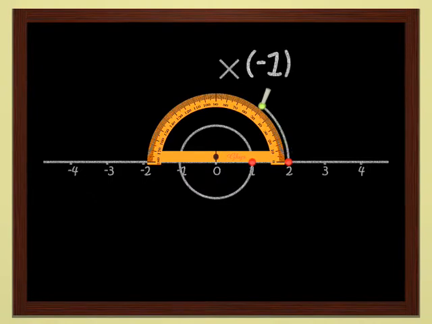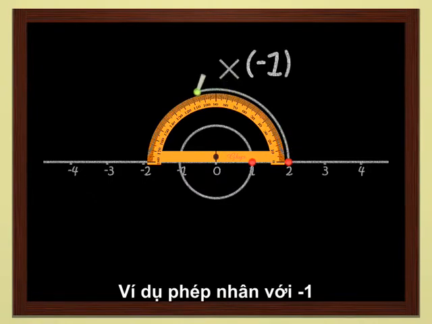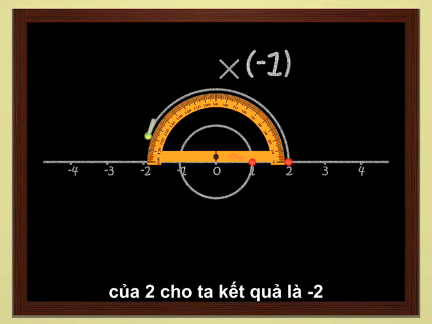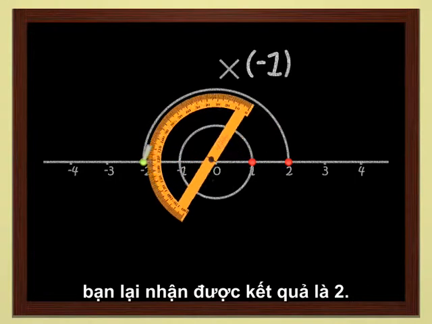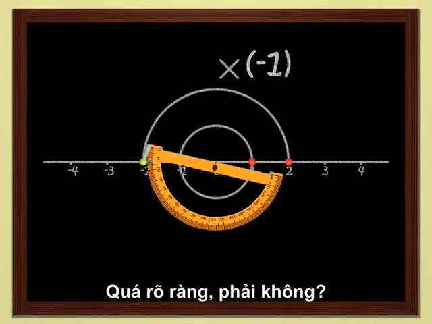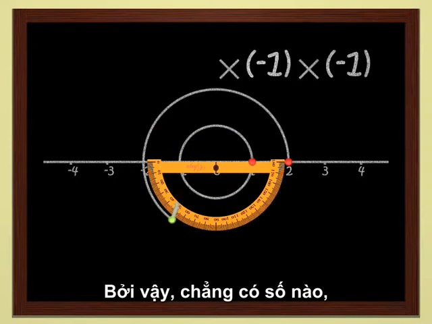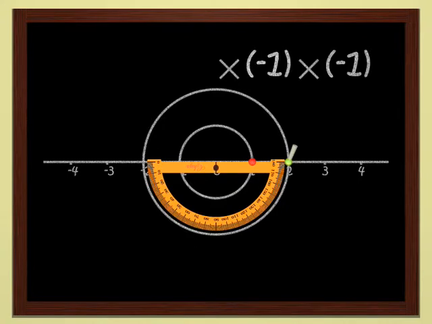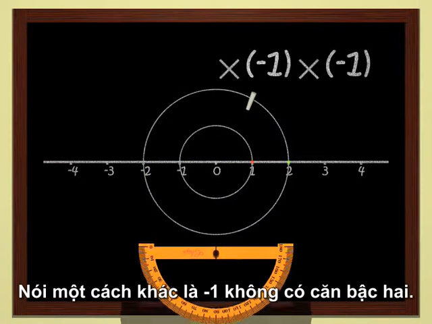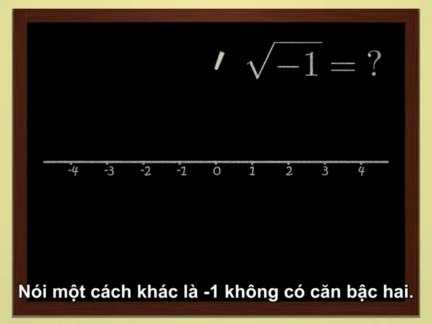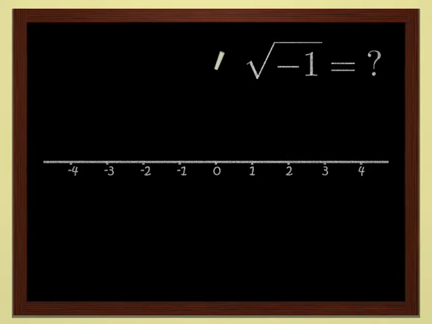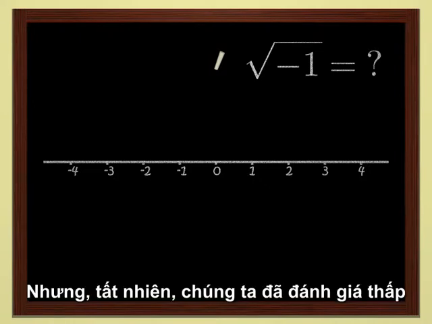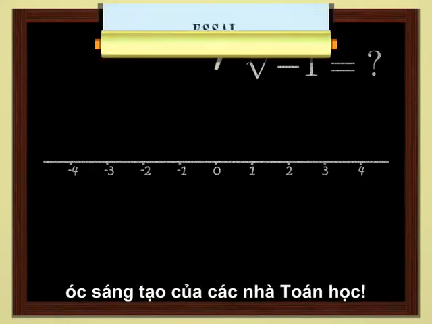Simple enough. You see, for instance, that multiplication by -1 sends 2 to -2, and that if you multiply one more time by -1, you come back to 2. Obvious, isn't it? Therefore, there is no number which, multiplied by itself, yields -1. Another way of saying this is that -1 has no square root. But of course we are underestimating the inventiveness of mathematicians.